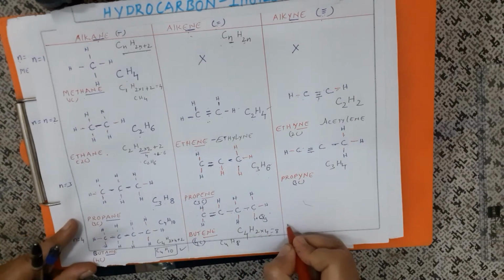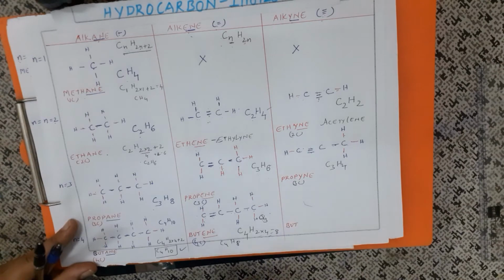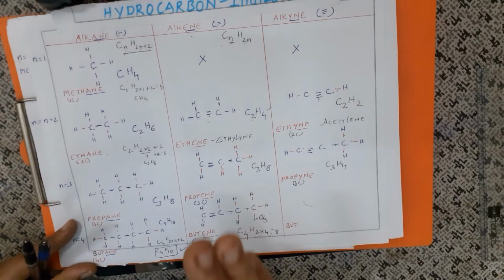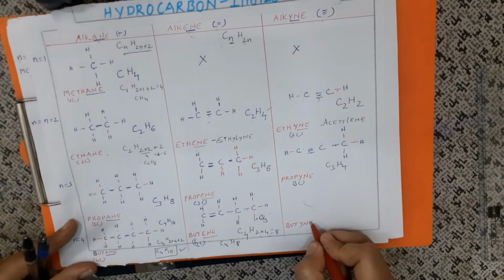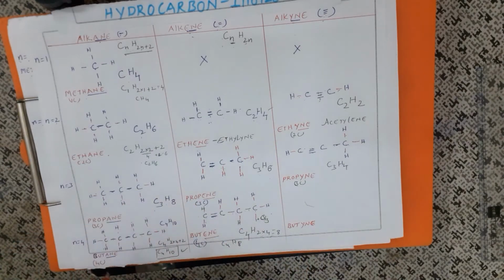This is but-. What is the root name? But-. And it is how many bonds? What type of bond is existing? A triple bond is existing. So it's an -yne. So butyne. Then let us construct the structure.